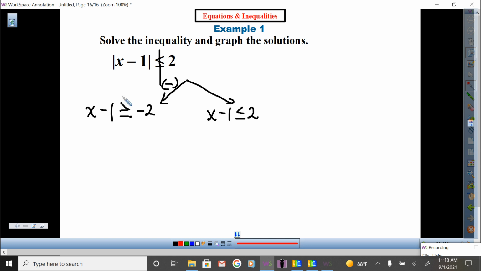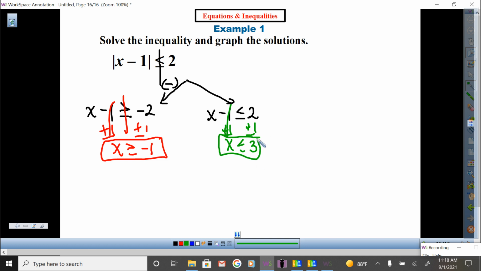Next, I'm going to solve. +1 +1, x greater than or equal to -1. Look at this one. +1 +1, x less than or equal to 3. Copy that, please.